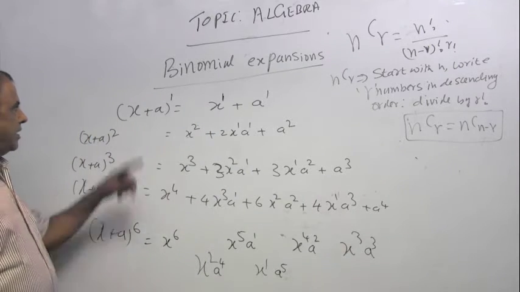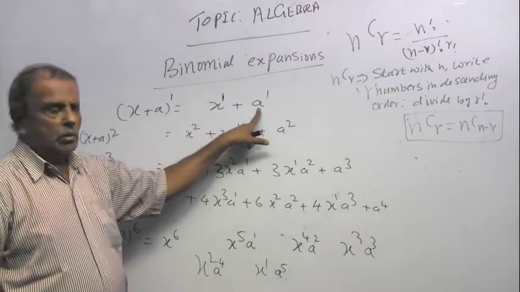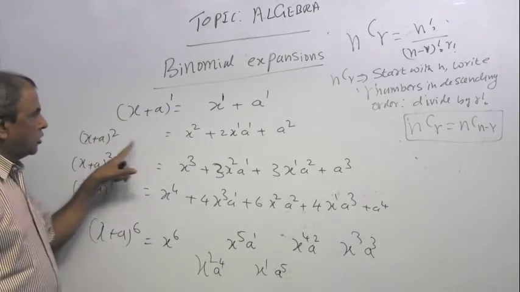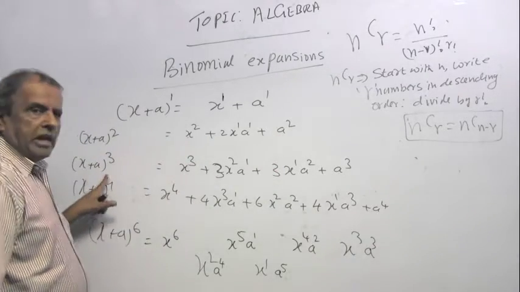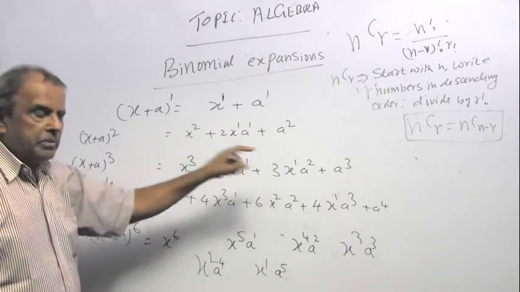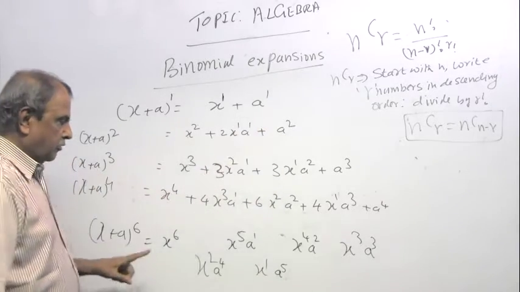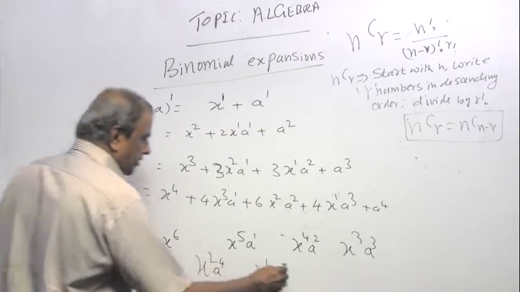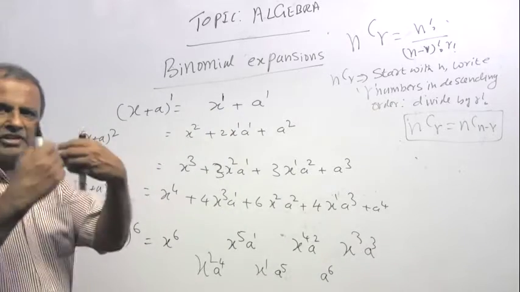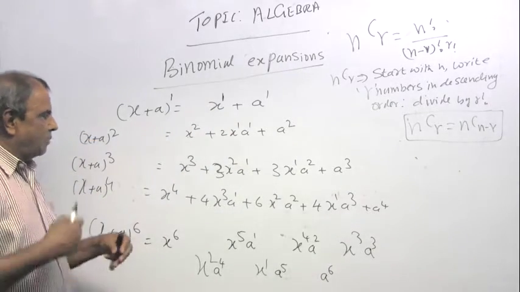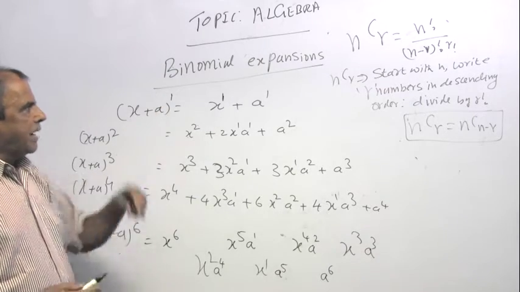Good. If it is x plus a power 1, you have to come to a power 1. If it is x plus a power 2, you stop when you reach a power 2. If it is x plus a power 3, you stop when you reach a power 3. If it is x plus a power 4, you stop when you reach a power 4. So x plus a power 6, you stop when you reach a power 6. Up to this is easy. The problem comes here. Let's go back there.